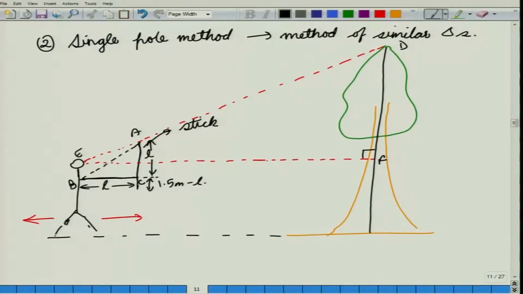Now, because this length is a small length, we can consider that in these two triangles this angle is equal to this angle. Both these angles are 90 degrees, and this angle is equal to this angle. So, which would make both these triangles similar.